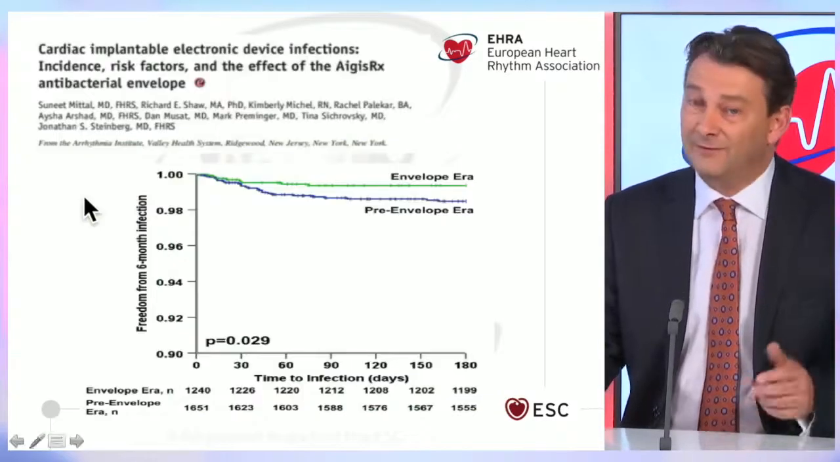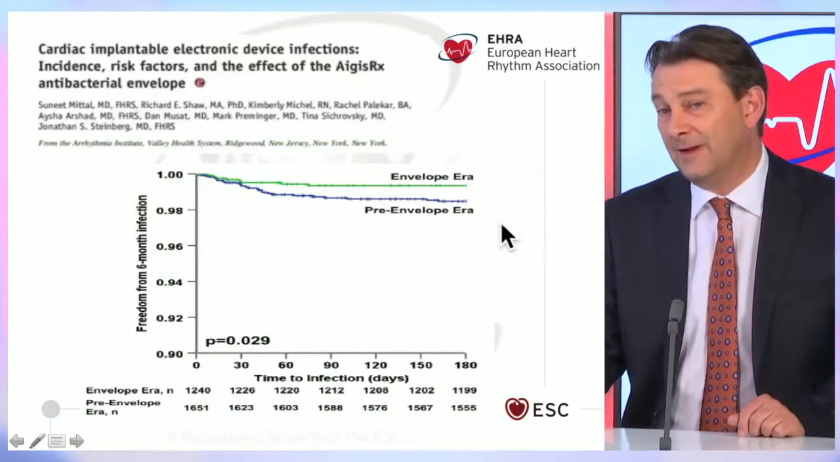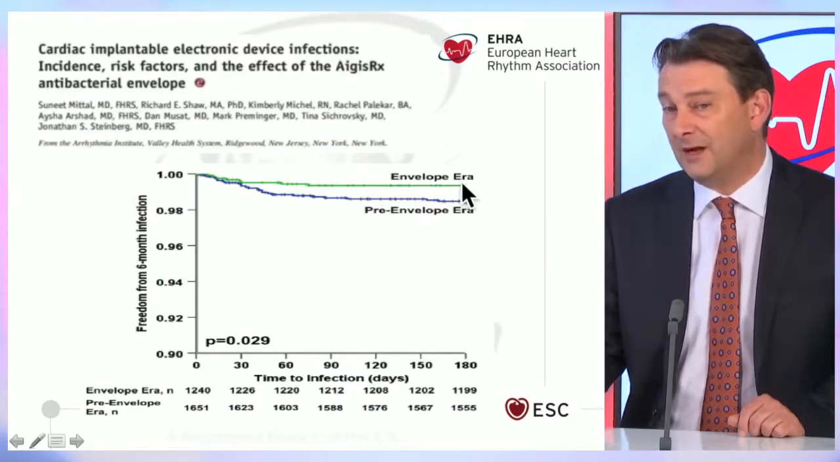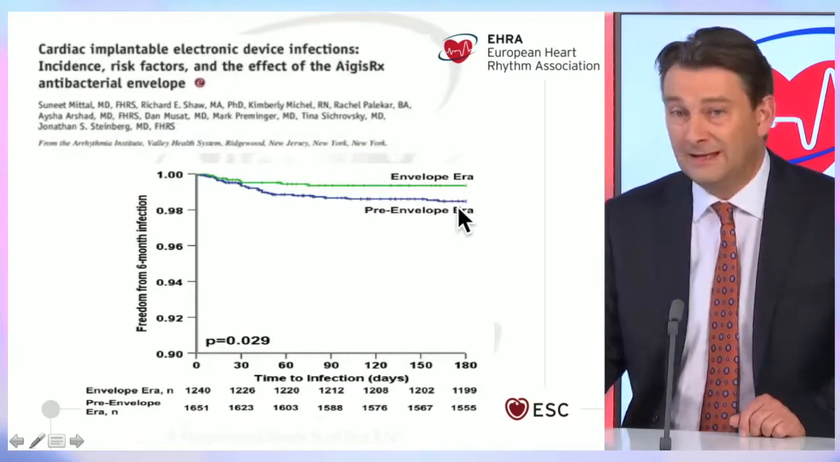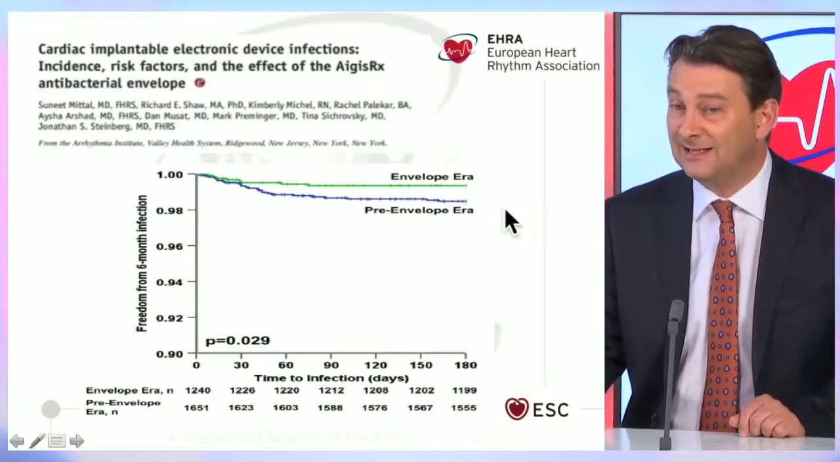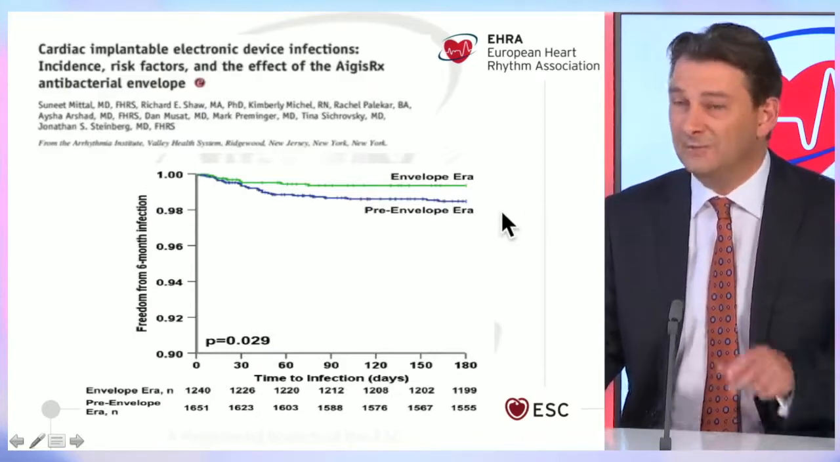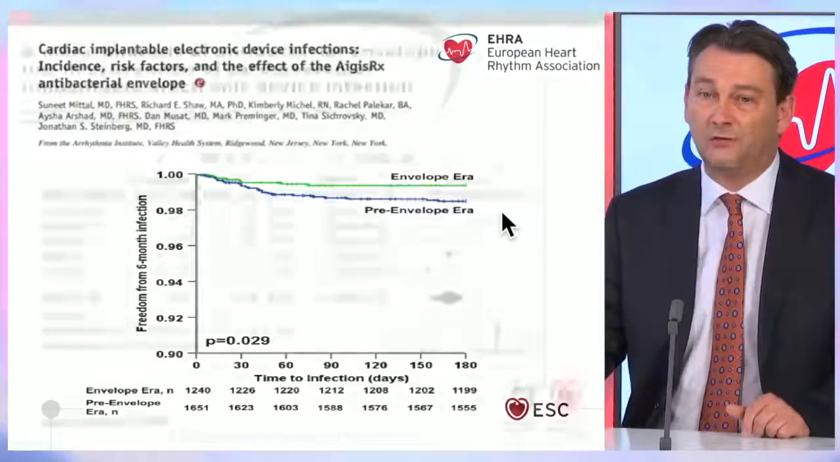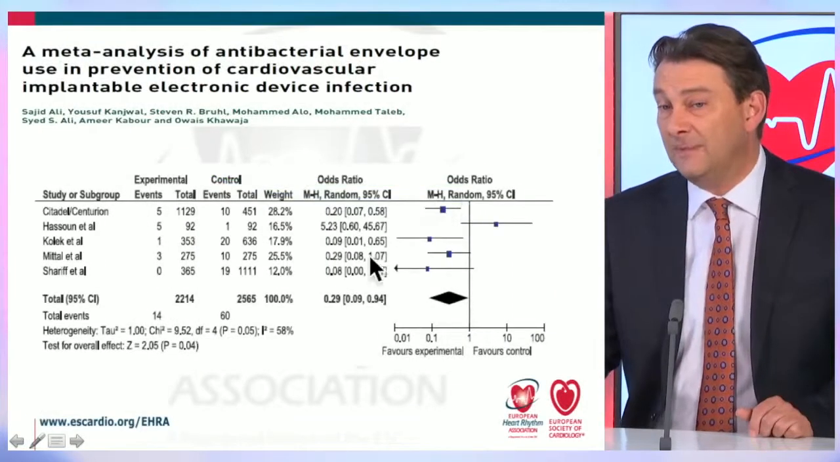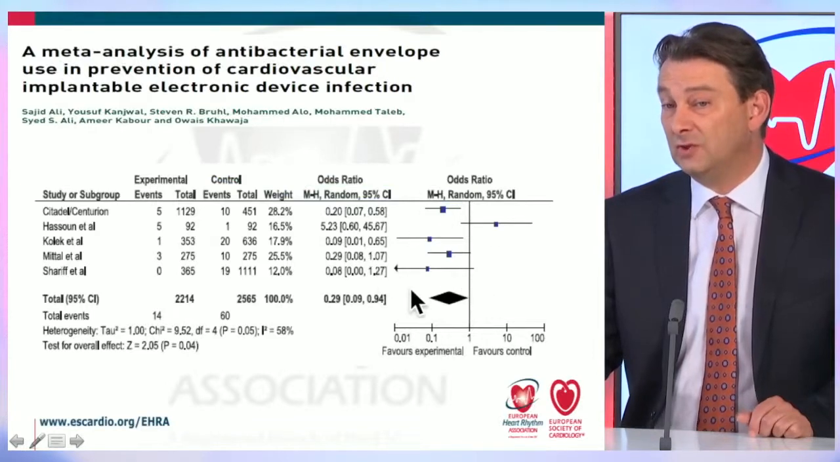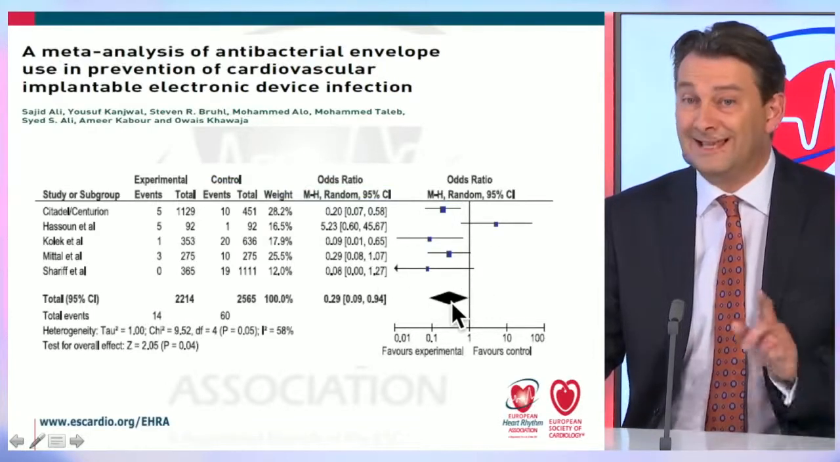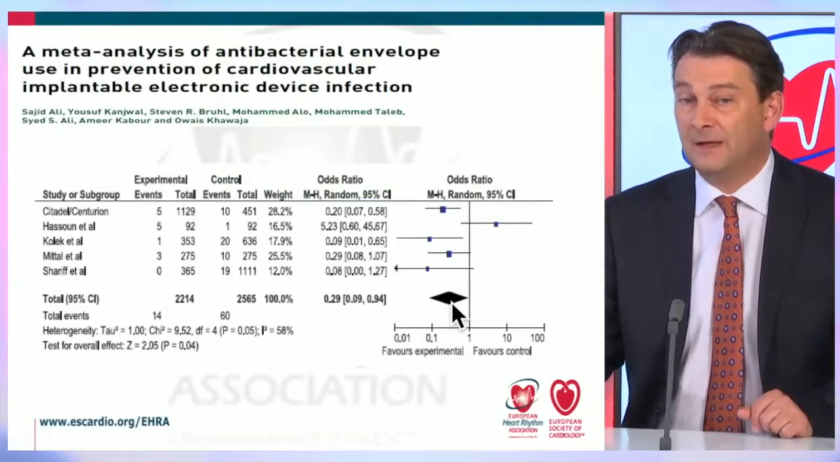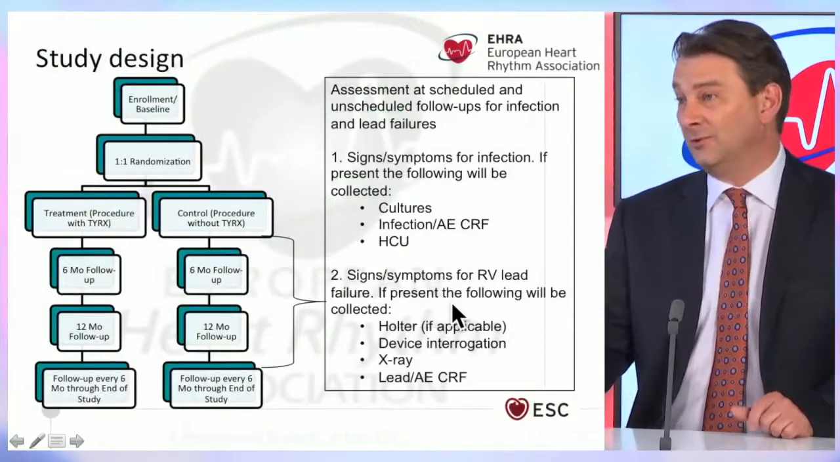And of course, we've seen from single centre studies comparing the envelope era, the Tyrex era, with the pre-envelope era, that there has been a statistically significant reduction in infection. But this is, of course, retrospective analysis, is not randomised controlled trials. We've even seen now a meta-analysis of all the single centre studies showing an overall benefit of Tyrex in box changes. But what we really need to know is the results of the RAPID study.